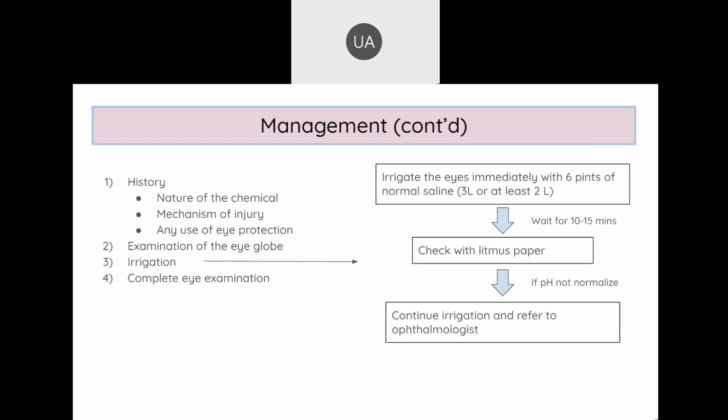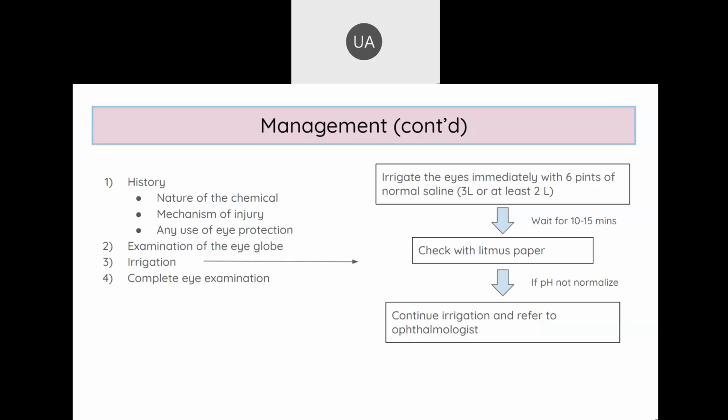Okay, when the patient gives a history of liquid or gas being splashed or sprayed into the eyes, we should ask them regarding the specific nature of the chemical and also the mechanism of injury. For example, if it is a simple splash or a high velocity blast, and we can also ask if they used any sort of eye protection during the chemical splash. A complete eye examination should be done after the affected eye is irrigated copiously and after the pH of the ocular surface has been neutralized.